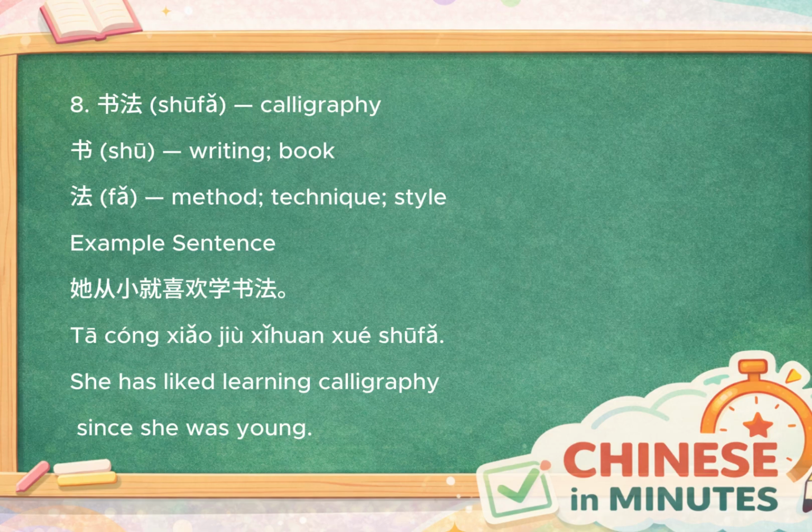8. 书法, calligraphy. 书法 combines 书, meaning writing or book, with 法, meaning method, technique, or style. The basic idea is a particular technique or art of writing. In modern Chinese, 书法 means calligraphy, especially the traditional art of beautiful Chinese handwriting. For example, 他从小就喜欢学书法。She has liked learning calligraphy since she was young. Imagine a brush moving carefully across paper, creating beautiful and precise strokes. That special way of writing is 书法.